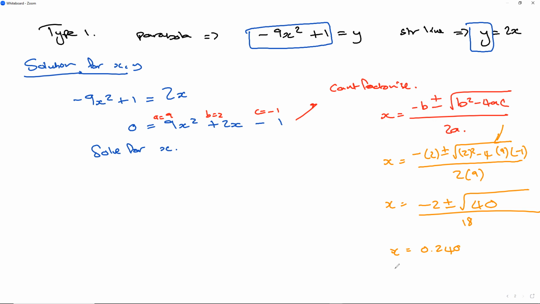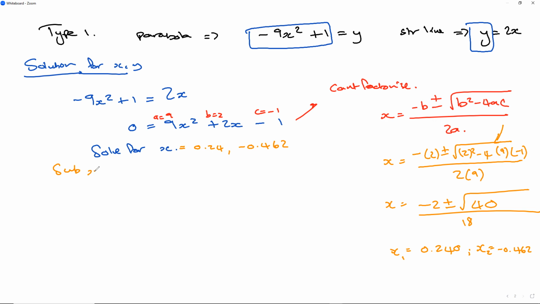All right, and let's say that's my x1. Then my x2 will become negative 2 minus the square root of 40. So we change minus and plus, and we get two solutions. And the second solution is negative 0.462. Now, once you have x values, we're going to substitute them. We got our x values, 0.24 and negative 0.462.